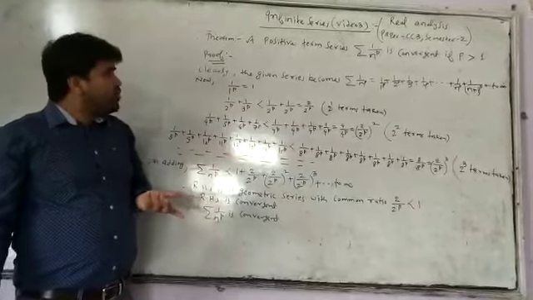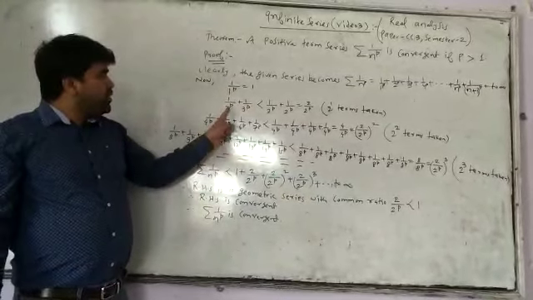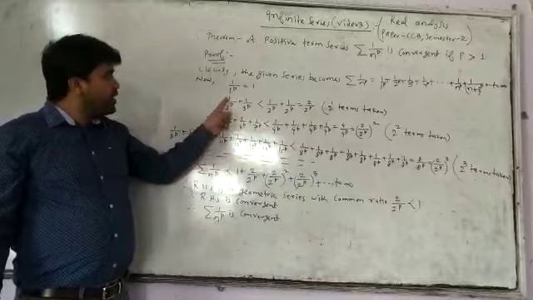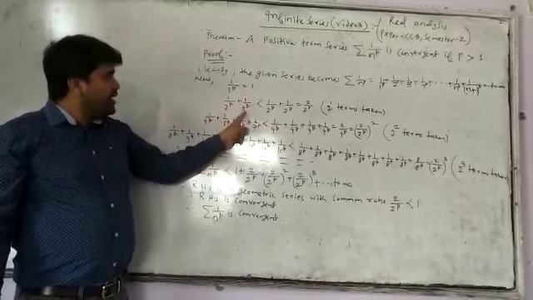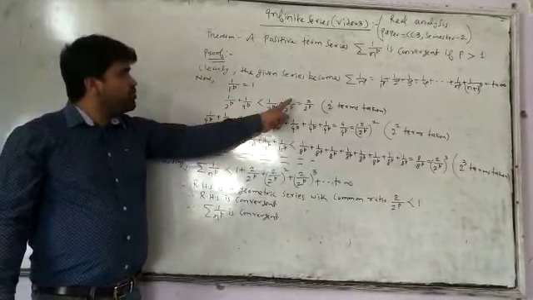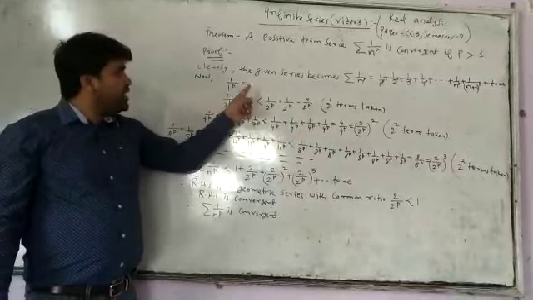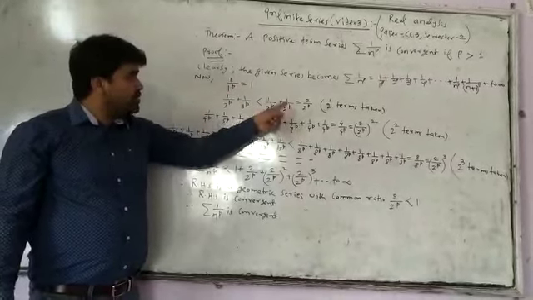Let us take p is equal to 2. If I put p is equal to 2 here, then it will be 1 by 4, and 1 by 9. This will be less than 1 by 4 plus 1 by 4. You can easily check that this mathematics is correct.